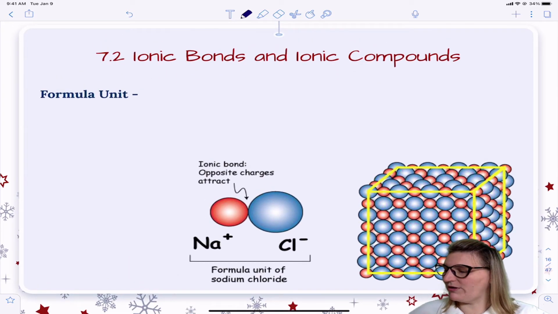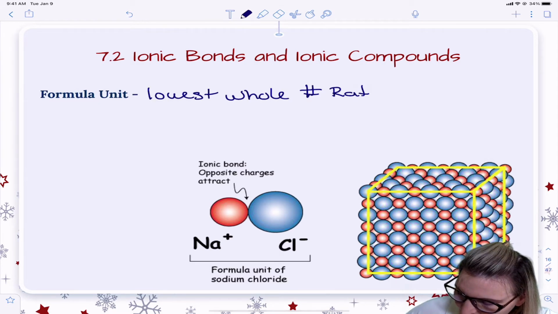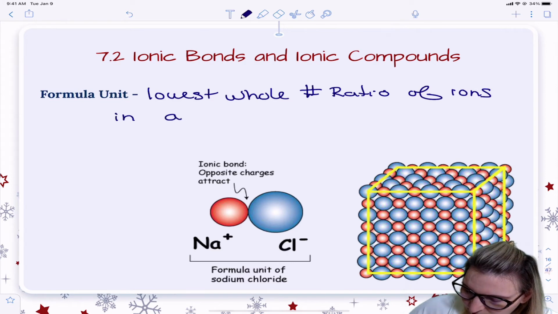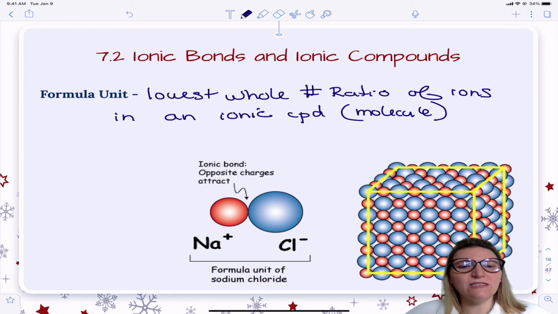And so what is being formed here is called a formula unit. That is the definition of a formula unit: the simplest whole number ratio of ions in an ionic compound. It is analogous to the word molecule with covalent compounds. So if I was going to say a molecule of water, I might say a formula unit of salt is NaCl.